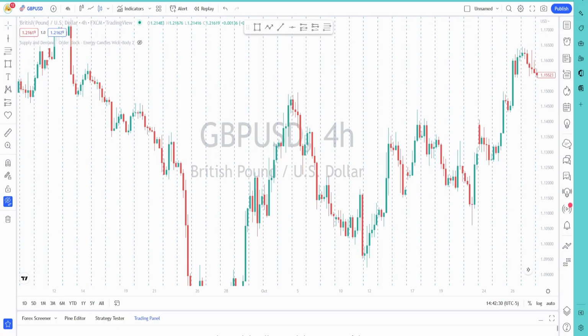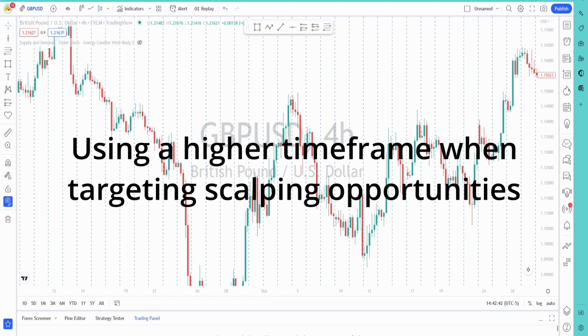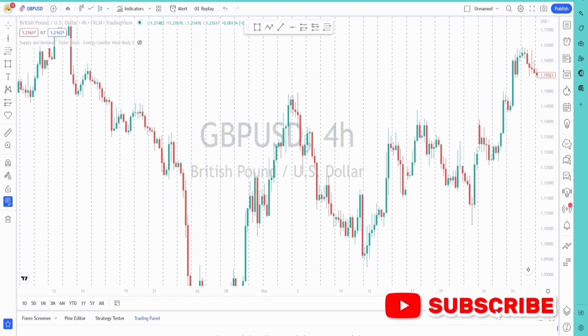I'm often asked, what is the best strategy when trading Forex? The answer is simple. I use a patient-based strategy. You can use this on any time frame. We're looking at the 4-hour, but you also know that I look at the lower time frame. When you do this, you are able to think more clearly and make better decisions. You're also less likely to make impulsive decisions that can lead to losses.